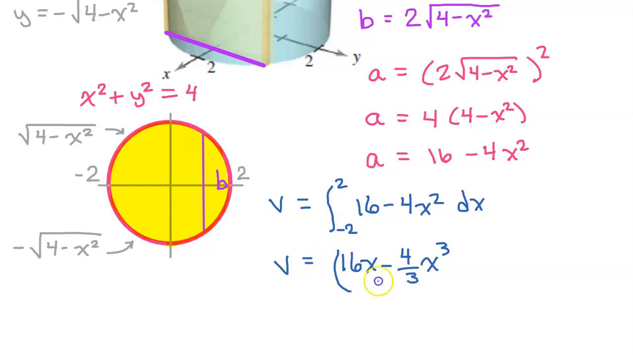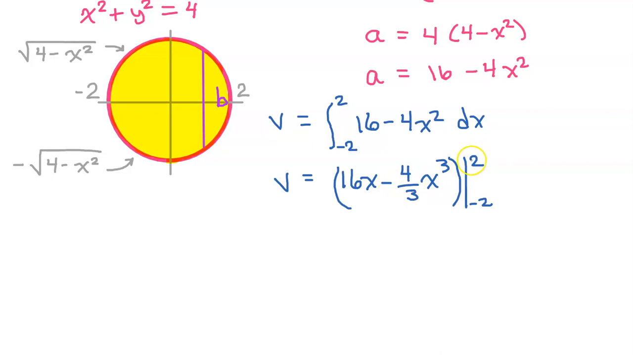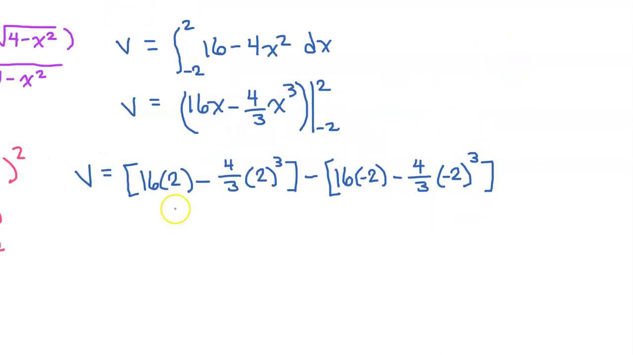We need to evaluate this using the limits of integration. So we need to find the value from -2 to +2. This means we need to find the value at 2 minus the value at -2. So here's the value at 2 minus the value at -2.